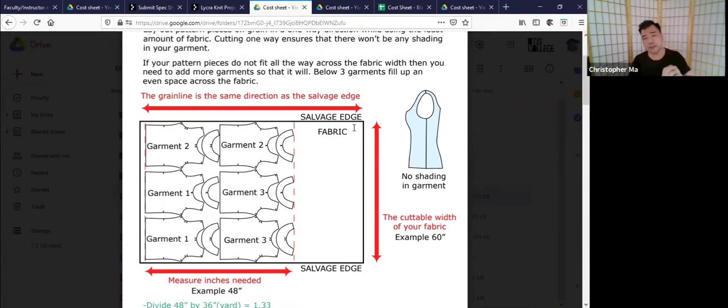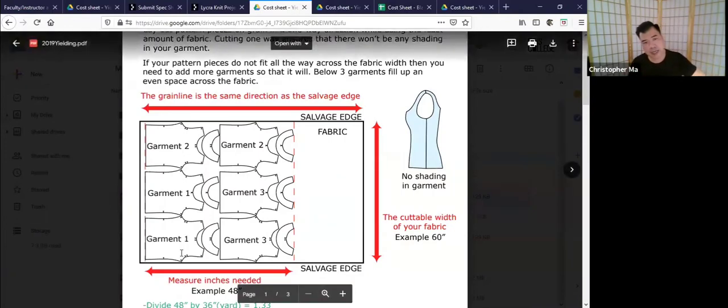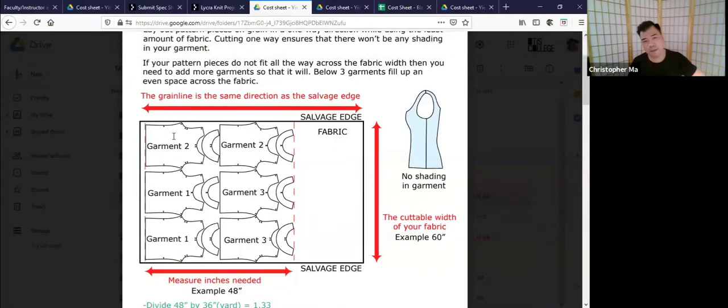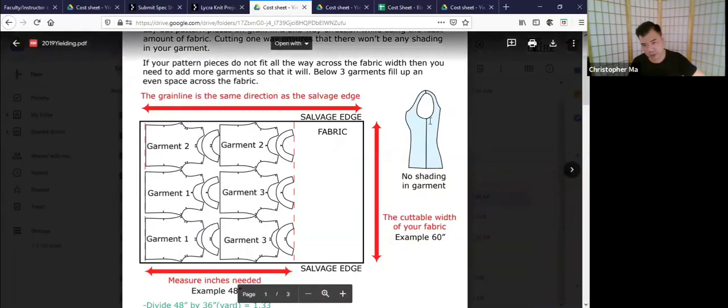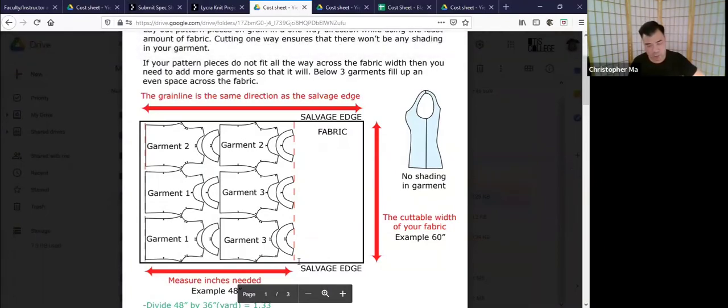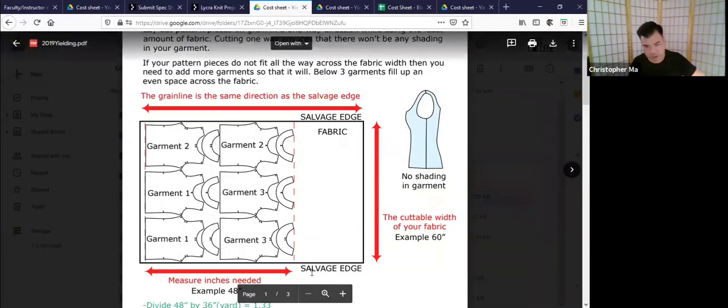So when you do yielding, you need to see how many garments will fit across that fabric. So in this case, this is the garment side view of it, right? So garment 1, garment 2, garment 3. This is the most efficient yielding for this width for this garment.